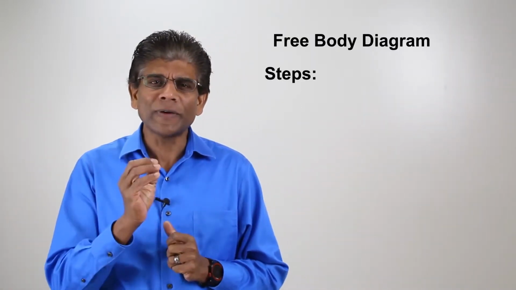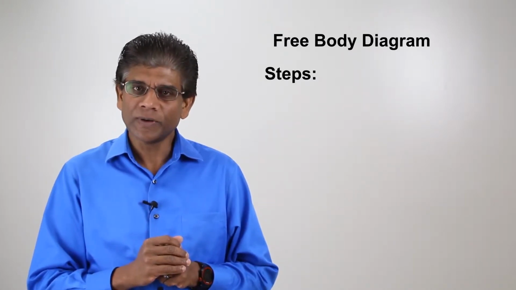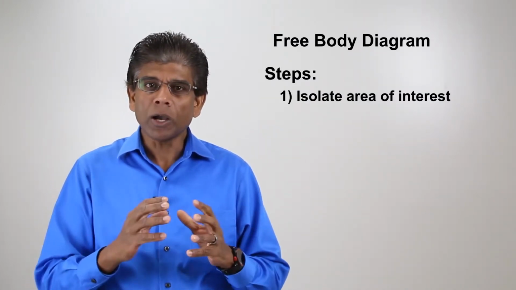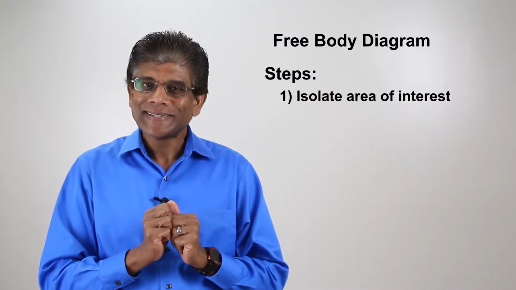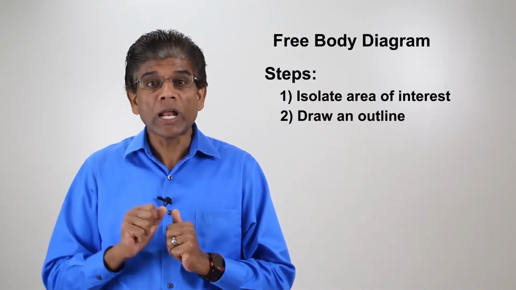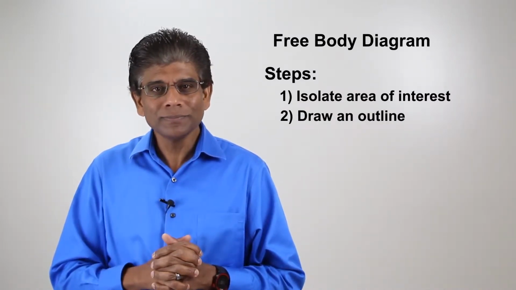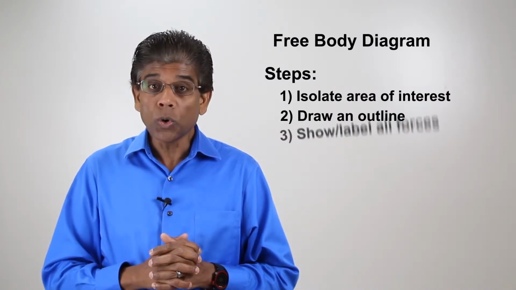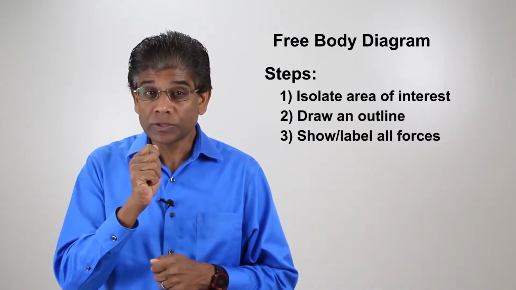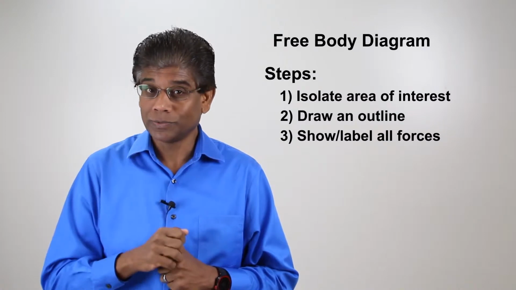In order to solve this problem, we first need a good free body diagram. Here are the steps to get it perfect every time. First, isolate the body or area of interest. Second, draw an outline of the isolated portion of the system. Next, show and label all the forces, both known and unknown.